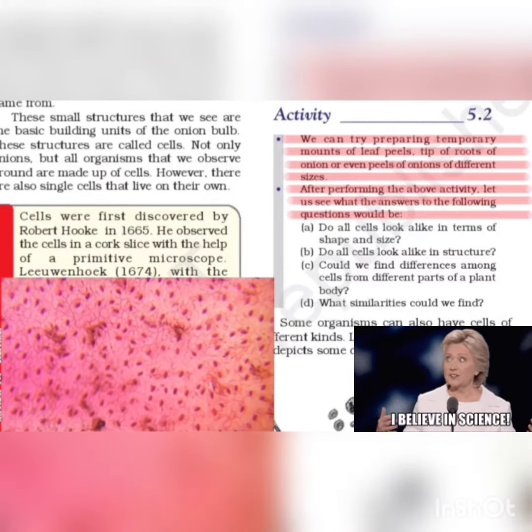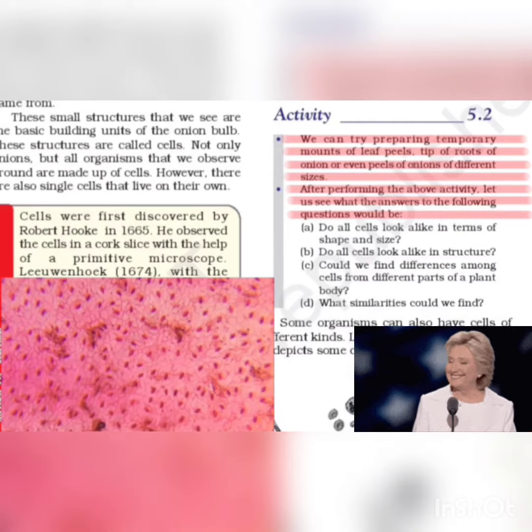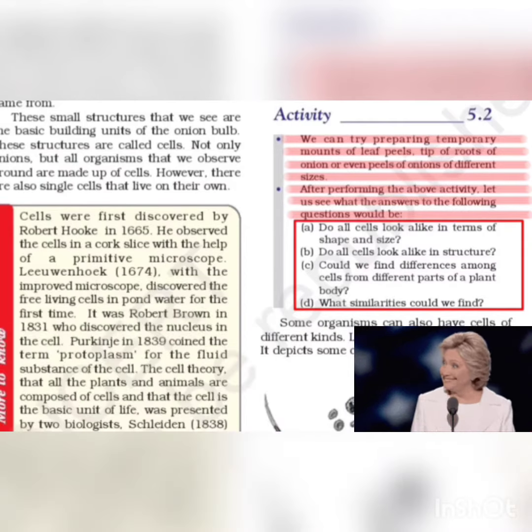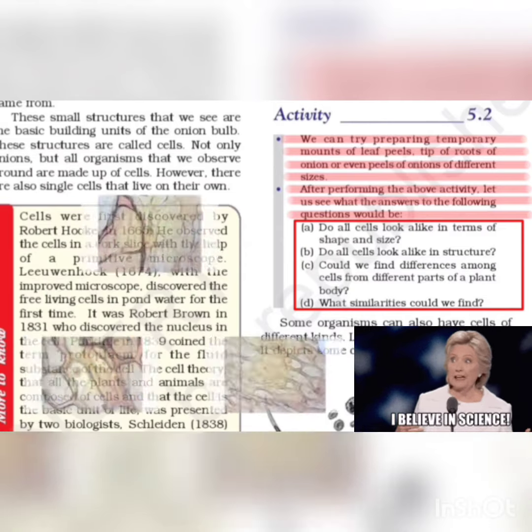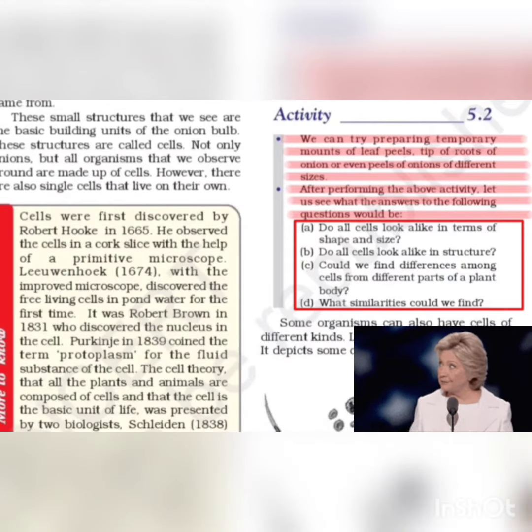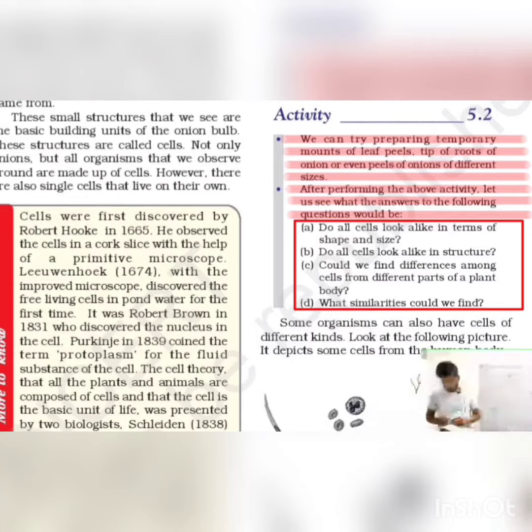After performing the activity, let us see what are the answers to the questions. Do all cells look alike in terms of shape and size? Do all cells look alike in structure? Could we find differences among the cells from different parts of the plant body? What similarities could we find? The answers that I am going to give can be written as conclusion and observation in activity 1.